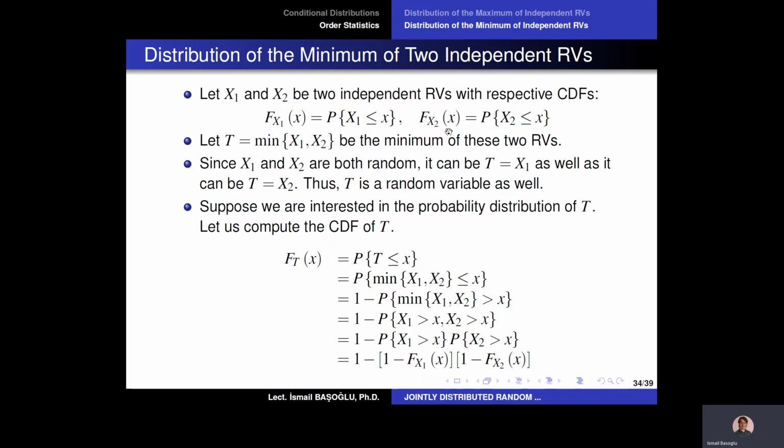And we have F_X1 here and F_X2 here, which respectively show the probability of the X1 random variable to be less than or equal to x and X2 random variable to be less than or equal to x. So these two random variables are independent, and we are defining a third random variable which is equal to the minimum of X1 and X2. So what does that mean?